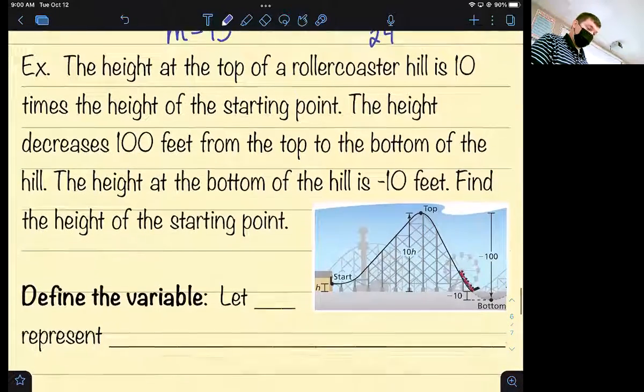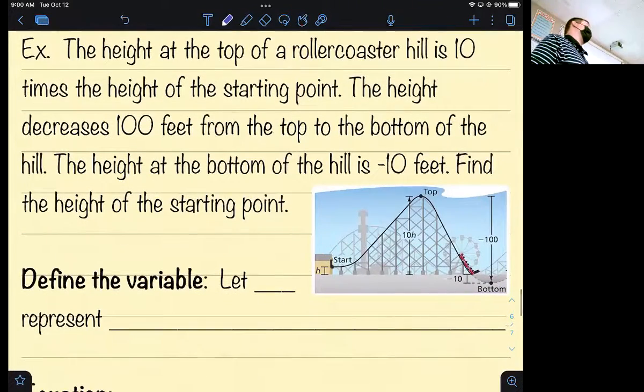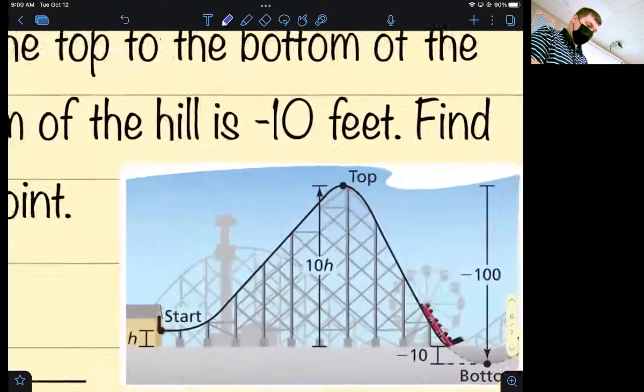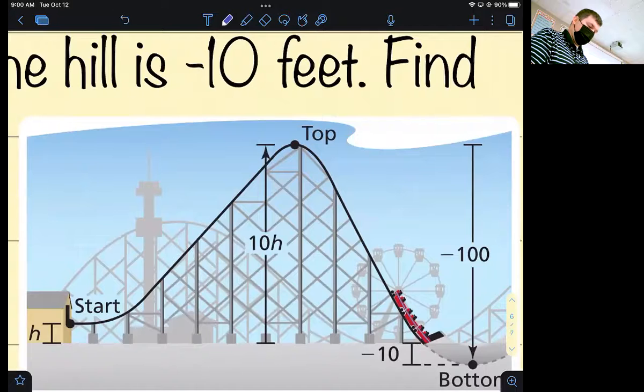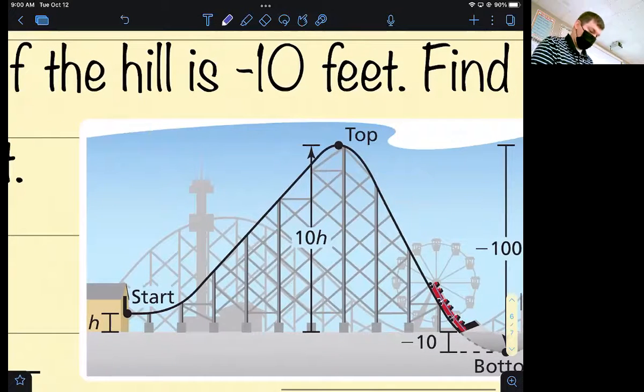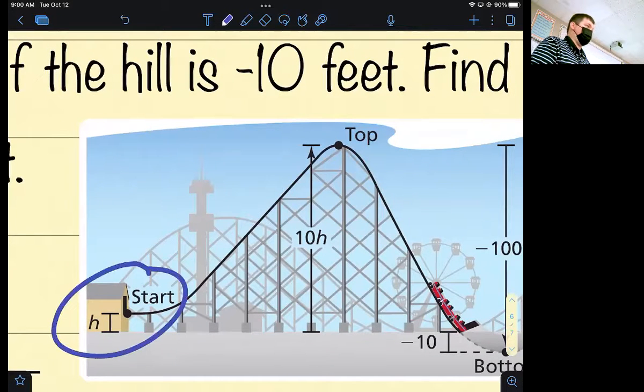This one, on the other hand, is also not hard, but we are going to have to comprehend what it's saying. The height at the top of a roller coaster hill is 10 times the height of its starting point. So let's look at this picture. They're using the letter H for the starting height, like the platform that you're on when you start. And then at the top of the hill, you are 10 times farther up in the air.